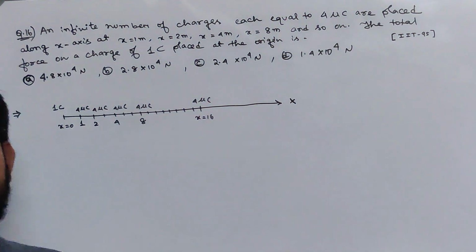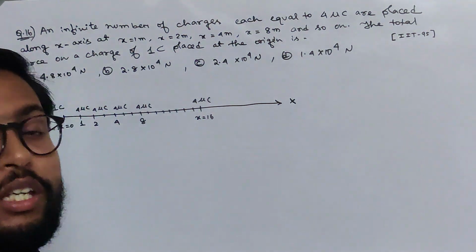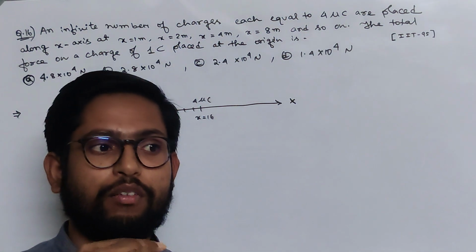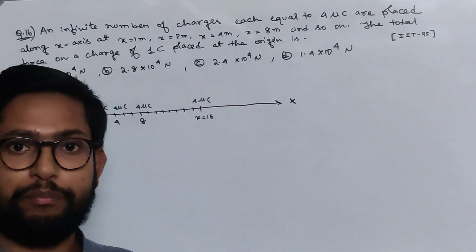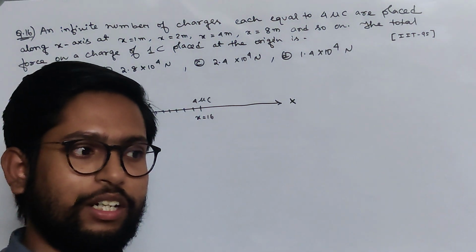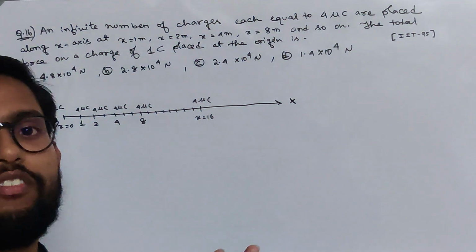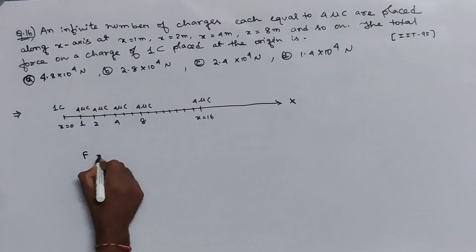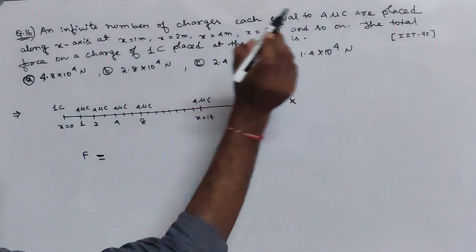We can easily find it by using the principle of superposition. We know that by the principle of superposition, if we find the force experienced by the 1 coulomb charge due to the 4 microcoulomb charge at each position individually and add vectorially, then we can find the force due to all the 4 microcoulomb charges. Okay, let's do it. Then what will be the force? The force will be the force experienced by this 1 coulomb charge due to all the charges.